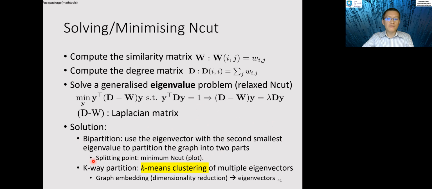If we want to have more than two partitions, a popular way is to do k-means clustering of multiple eigenvectors. Basically, we treat those multiple eigenvectors as a representation, or graph embedding, of the input data points. So this is a kind of dimensionality reduction of the input data points into elements in the eigenvectors.